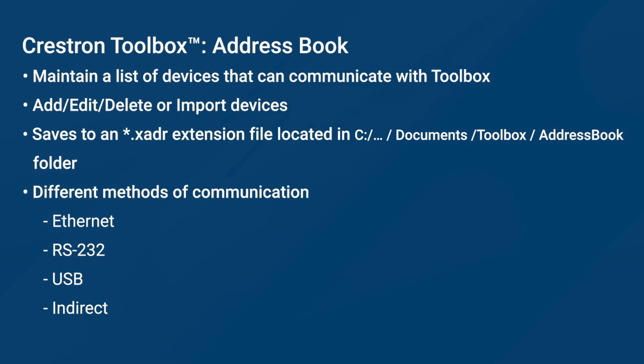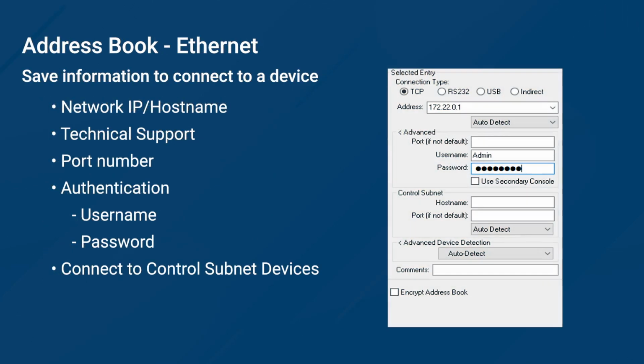There are different methods to connect to devices. Address book gives you the ability to set the communication based on the type. For instance, an Ethernet device on a local area network, a device using an RS-232 cable, a device using USB, or using the indirect method, which we will discuss in detail later.